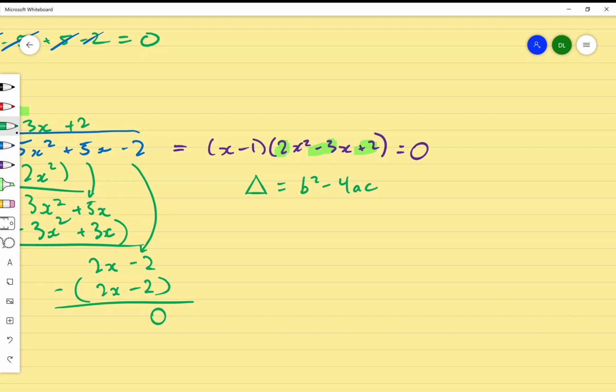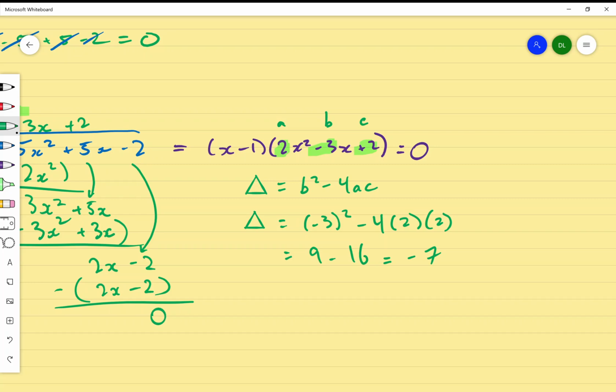I'm going to identify b is negative 3, a is 2, and c is positive 2. Any questions about that? Okay. Discriminant equals negative 3 squared minus 4 times a, which is 2, times c, which is also 2, and I get 9 minus 4 times 4, which is 16. That is obviously a negative number. Is that negative 7? Yeah, negative 7.